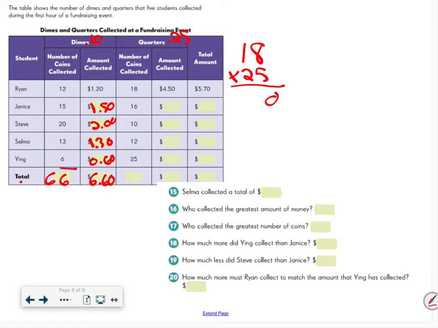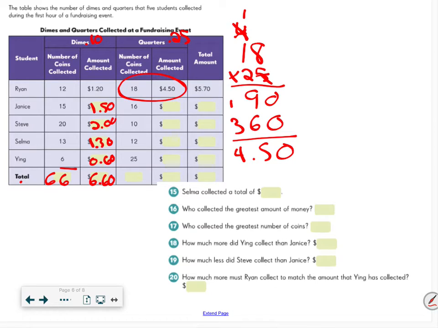5 times 8 is 40. 5 times 1 is 5, 6, 7, 8, 9. There's 90. Put down my 0. 2 times 8 is 16. 2 times 1 is 2, plus 1 is 3. And you add, and you get $4.50, which matches right here. That's kind of a lot of work.